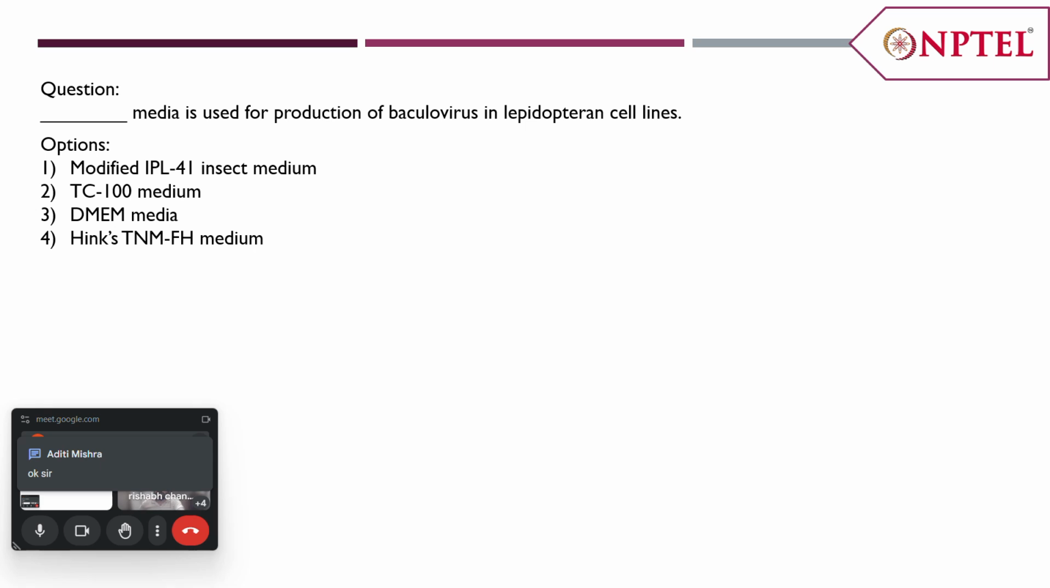Okay. So the next question is, dash media is used for production of baculovirus in lepidopteran cell lines. What can be the correct answer?